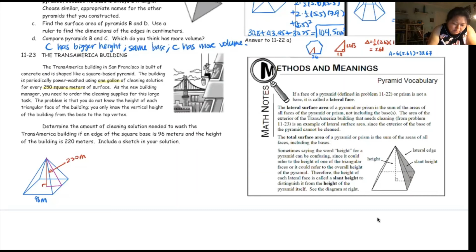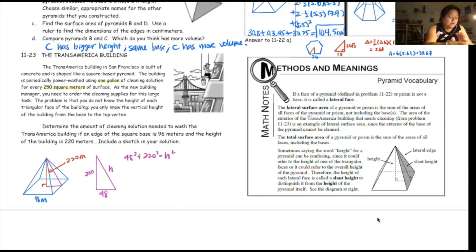Because what do we know of this triangle? So let's try to draw this out. What do we know of this triangle? Well, we know that this triangle has 220 on this side, and this base is not 96, it's halfway of it. So it's really 48 meters. So now we can figure out this height by using the Pythagorean theorem. So 48 squared plus 220 squared equals height squared.